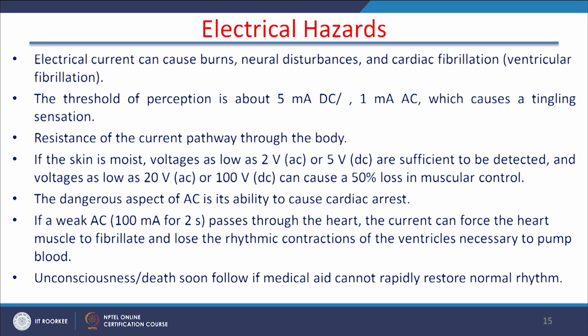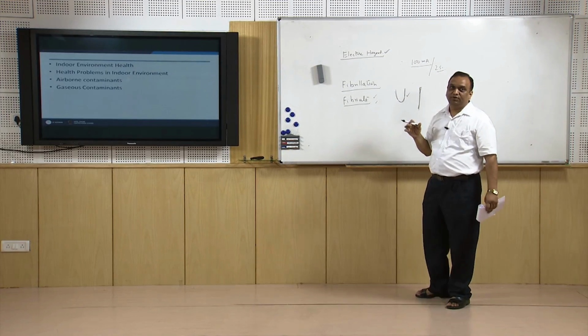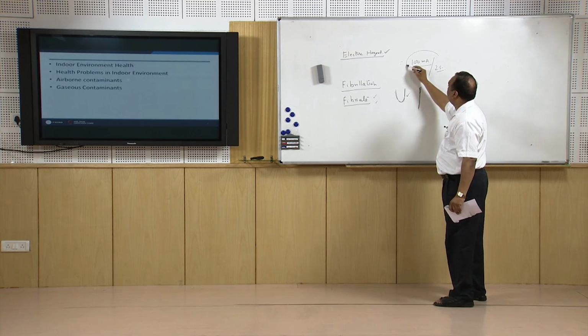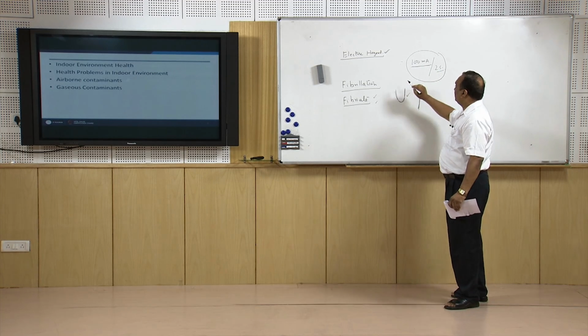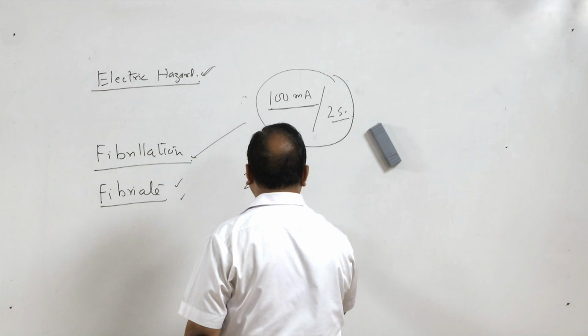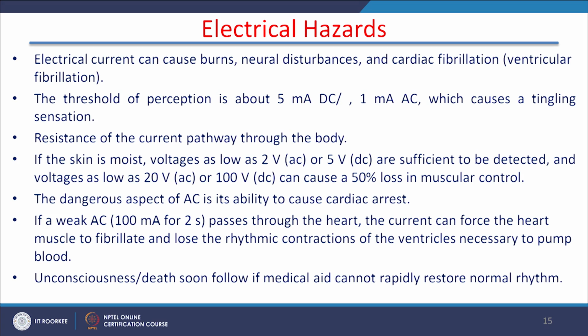Otherwise, this may cause a serious problem. We don't require very high voltage or very high current to be fatal. Even this much current passed through the body, from top to bottom, can cause serious accidents. When your skin is wet, even a voltage of the order of 2 volt AC and 5 volt DC can be detected from your skin.